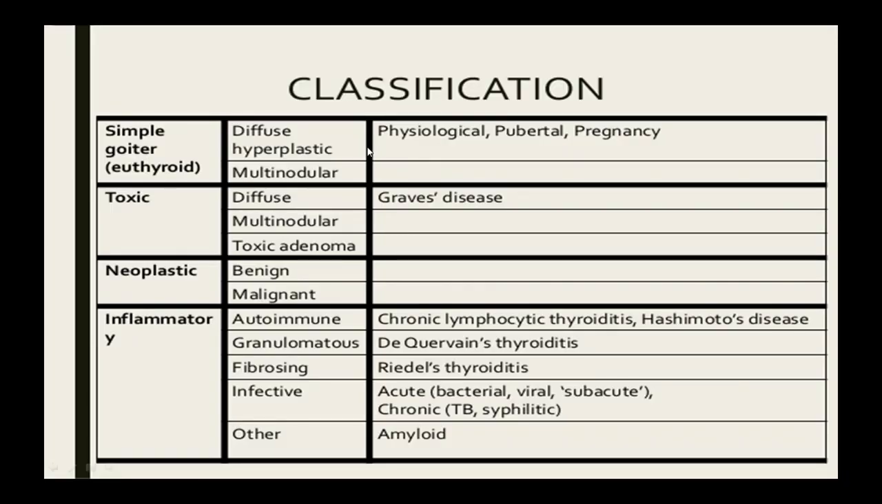Okay, this is the classification. It is given in Bailey. This is the classification of goiter. There is simple goiter, that is diffuse or multinodular, toxic, diffuse multinodular or toxic adenoma. Diffuse toxic is known as Graves' disease, whereas multinodular toxic is known as Plummer's syndrome. Then it could be neoplastic, benign or malignant, or inflammatory.